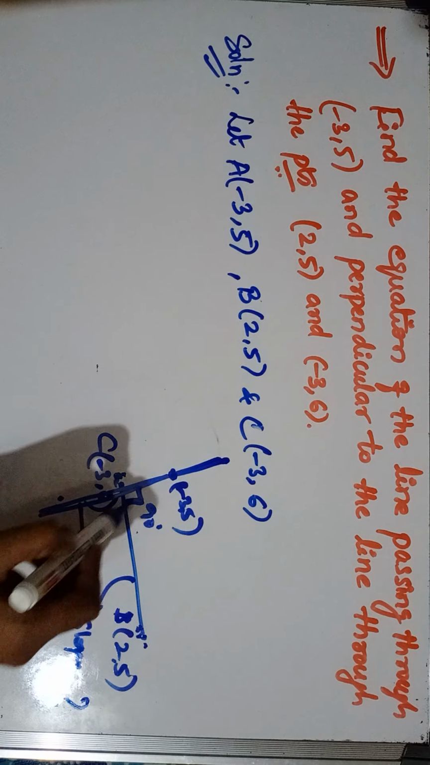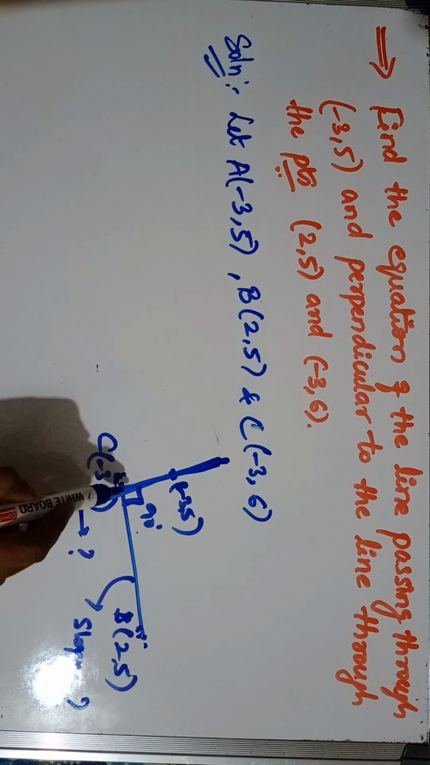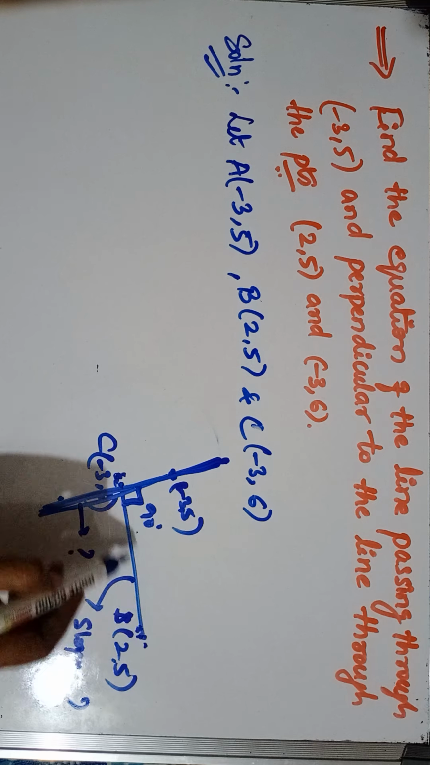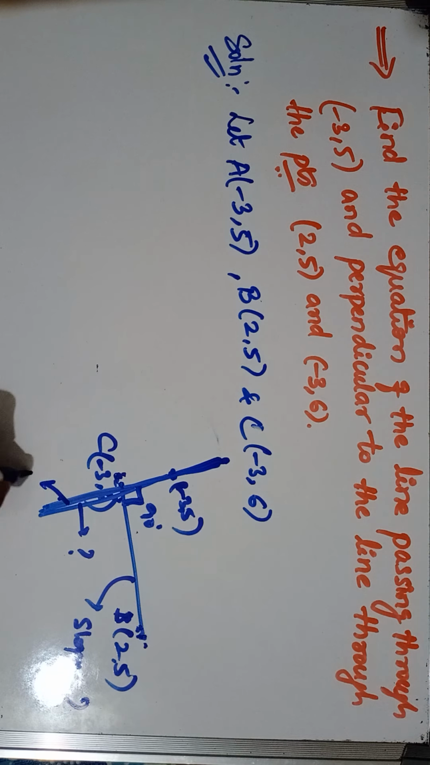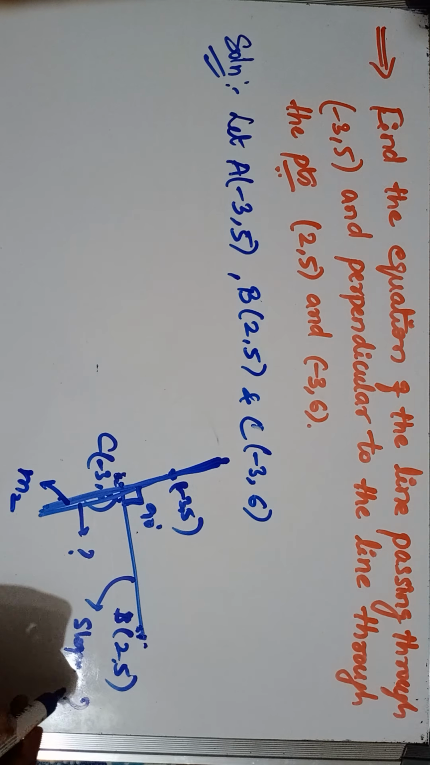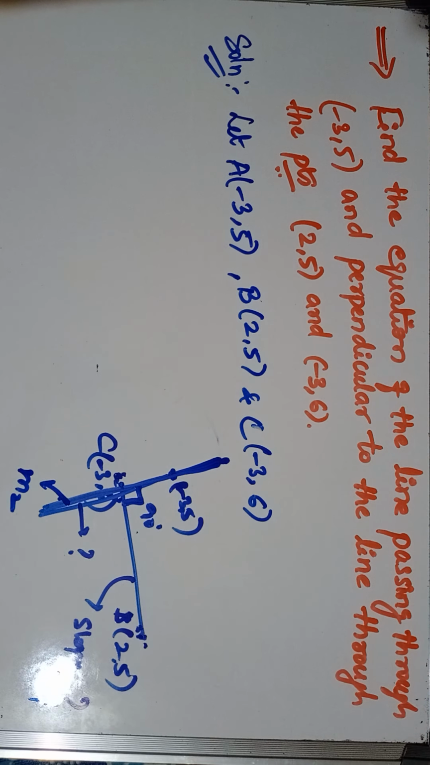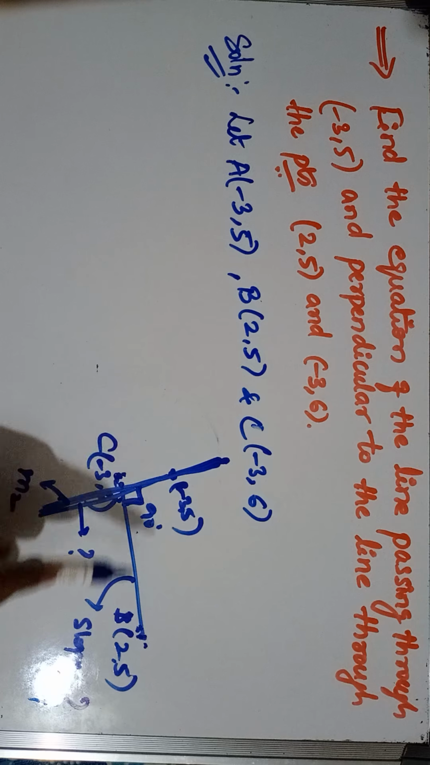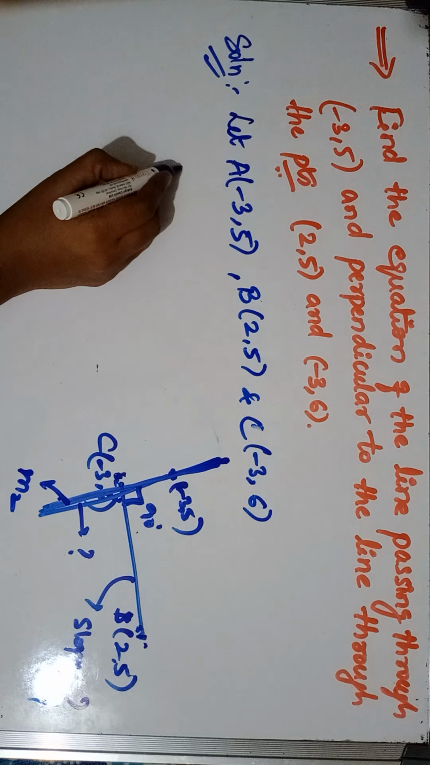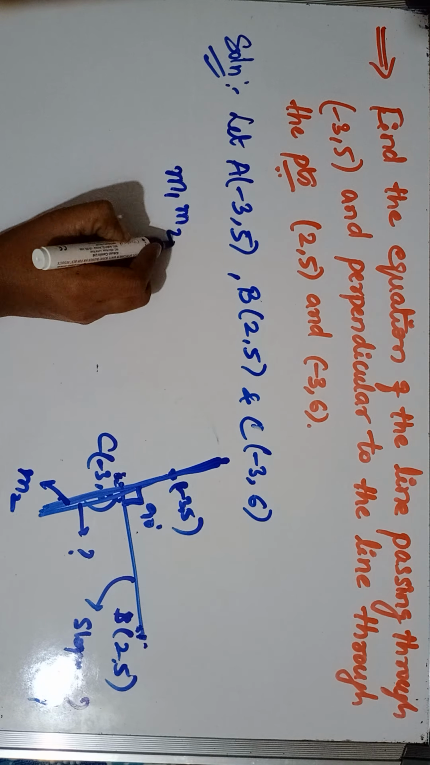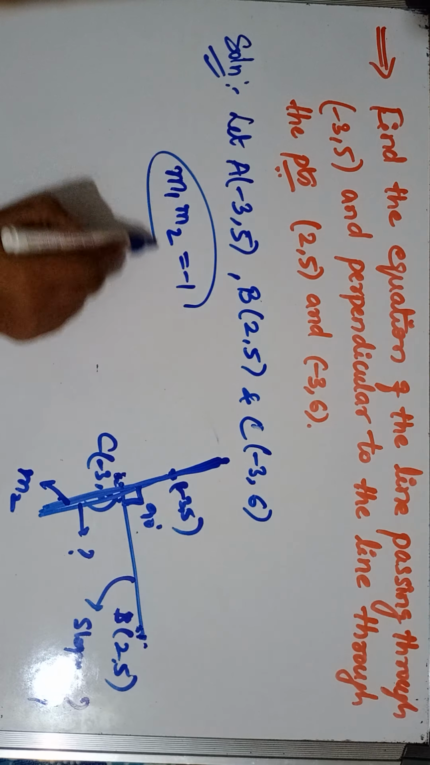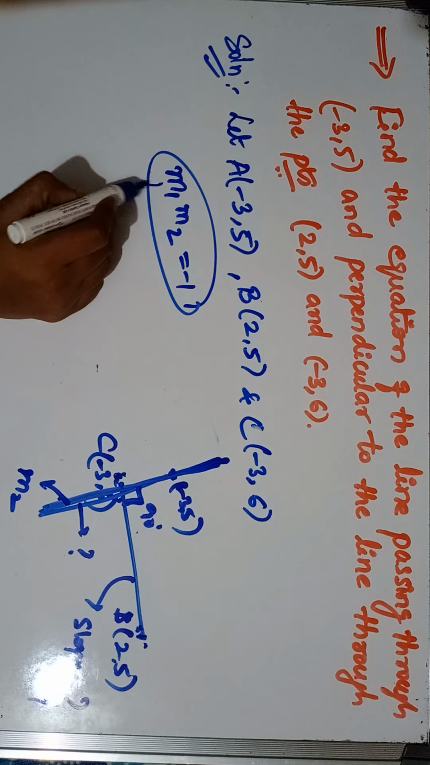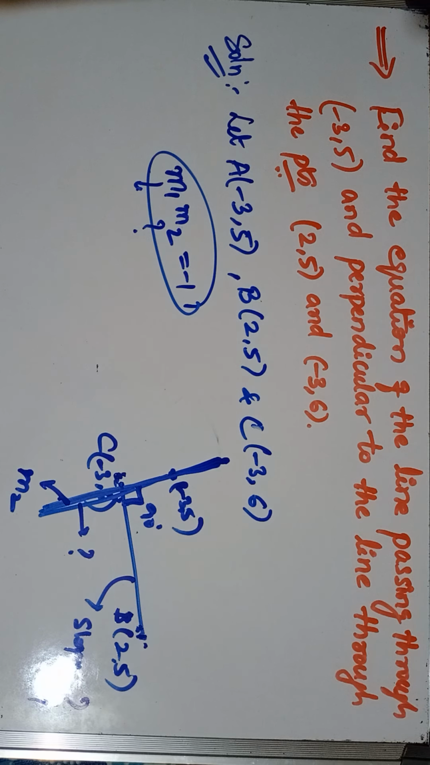Okay. Since this required line is perpendicular to the given line, what is the condition for perpendicularity? Suppose I take its slope as m2, and the slope of the given line as m1. See, since these two are perpendicular to each other, we have the condition for perpendicularity in terms of their slopes: m1 into m2 is equal to -1. By using this condition, since we know what is m1, we can easily find out m2.